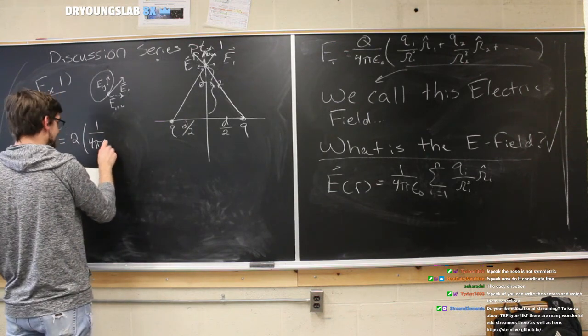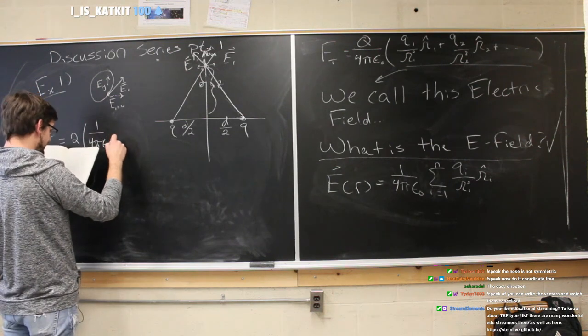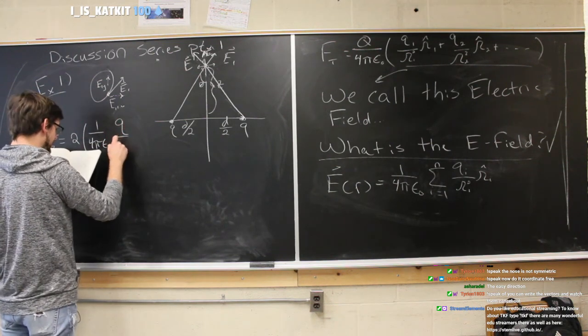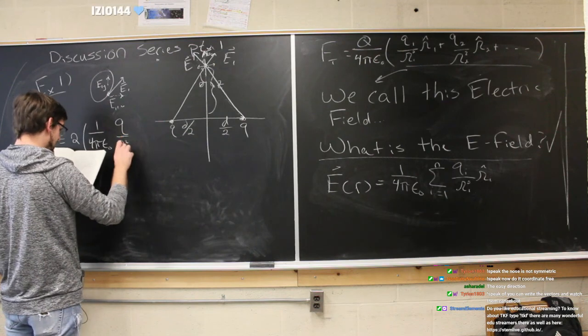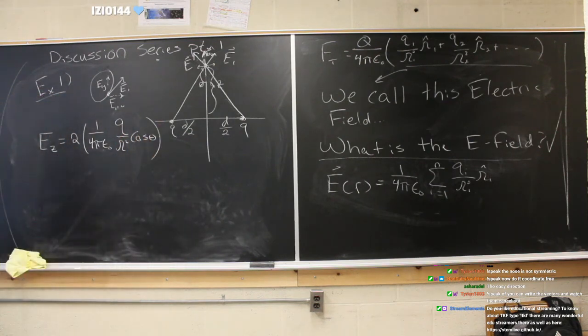And then the E field is just going to be 2 times the last component, which is going to be 1 over 4 pi epsilon naught. And it's the Z component, so you're going to need to use a little trigonometry and find out that it's just cosine of theta. Okay? That's the component for the Z direction.